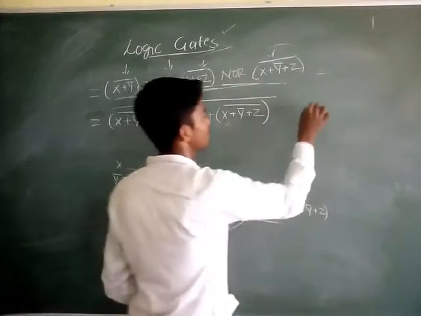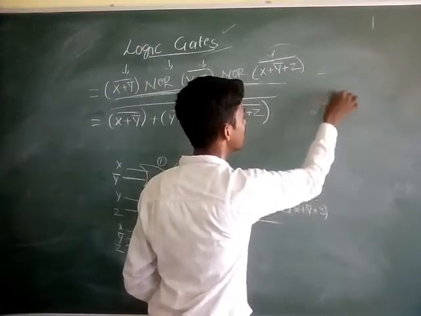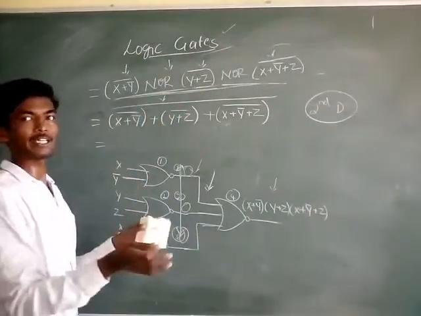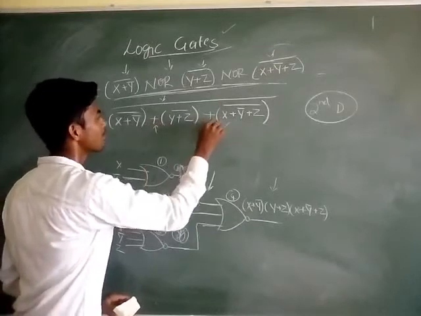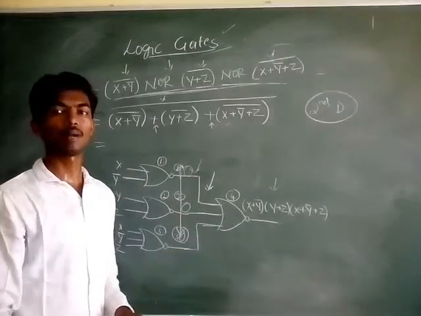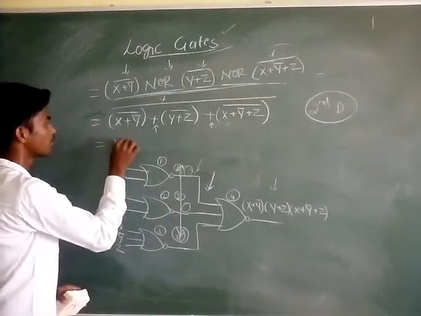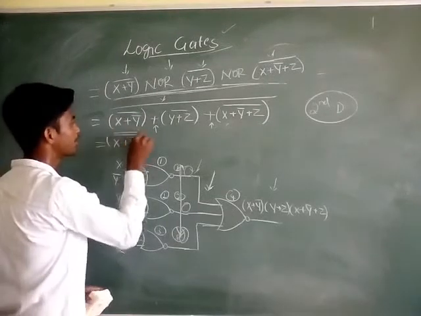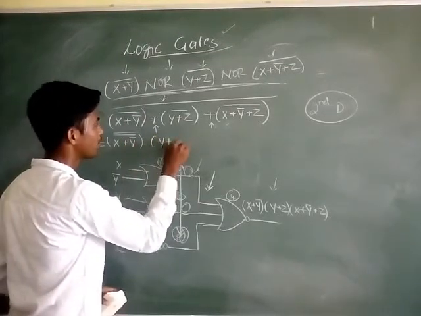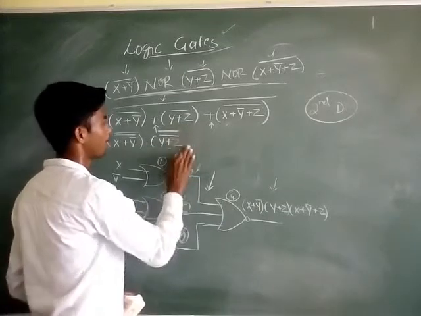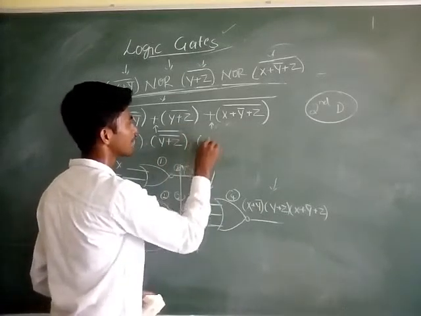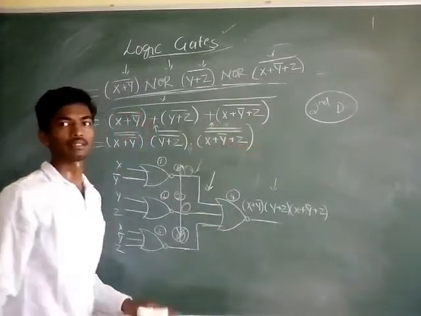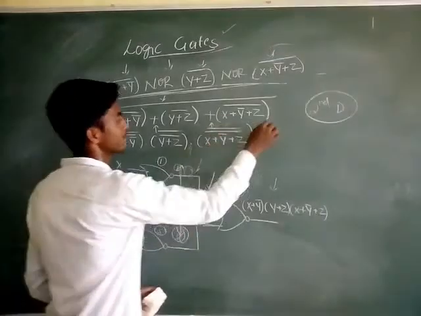And apply the second De Morgan's law. When you apply the second De Morgan's law, this complement will be split and all the plus symbols will be converted to the multiplication or dot symbol. That will give you ((x + y)')' into ((y + z complement)')' into ((x + y complement + z)')'. This is just the next step for this one.